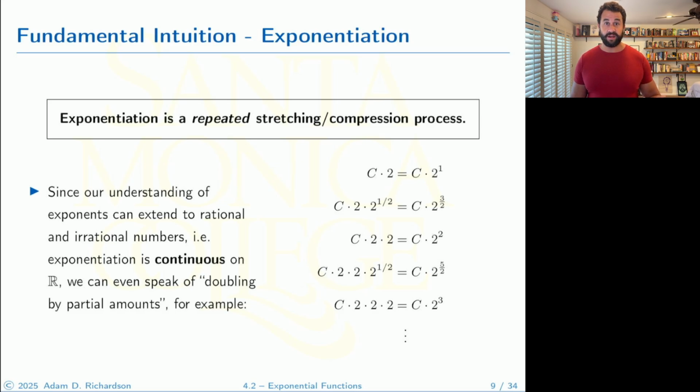And since we had talked about how our understanding of exponents can extend to rational and irrational numbers, because exponentiation is continuous over the real numbers, we can talk about quote unquote doubling by partial amounts. So for example, these exponents don't need to be whole numbers. They could be any real number and it would be fine. That's the basic idea. So now that we're thinking about this notion of stretching or compression and doing that repeatedly, let's define what an exponential function is.